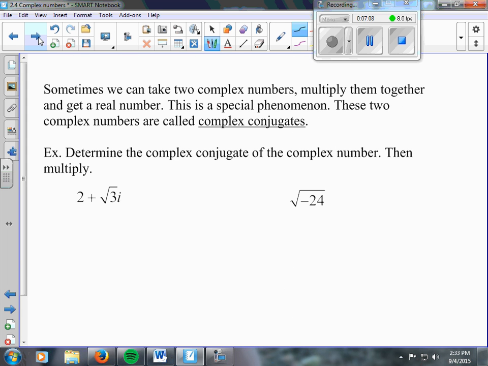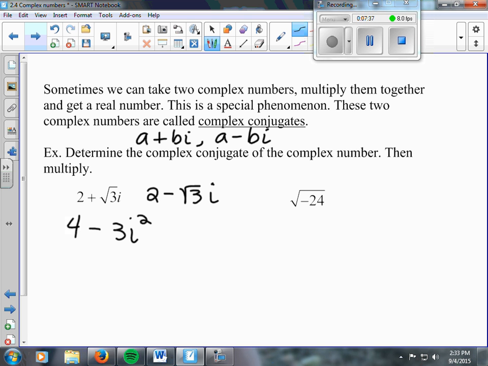So now we're going to really talk about that conjugate part. Complex conjugates are a plus bi, a minus bi. Okay, so the signs are opposite. In this example, 2 plus radical 3i, what's the complex conjugate of that? That would be 2 minus radical 3i. And now I'm going to multiply those together, and I get 4 minus 3i squared.